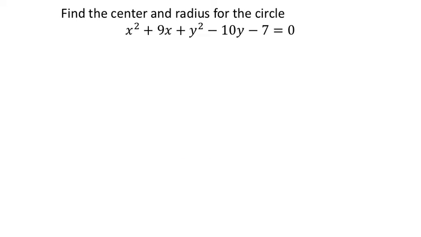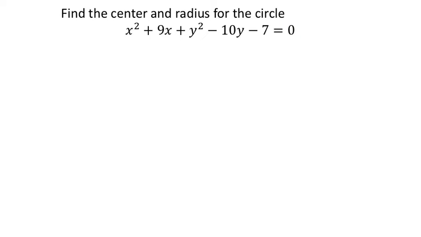Now we get into the real fun stuff. We've got to actually find the radius and the center. Unfortunately, it's in standard form, well, not circle standard form. We've got to get it there. I guess we could call it quadratic form. But find the center and radius of this circle. It's not 0, so don't worry about that one.